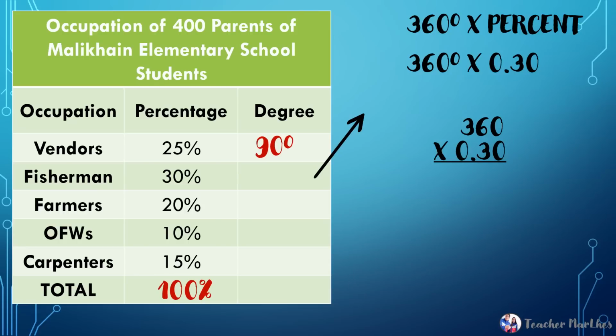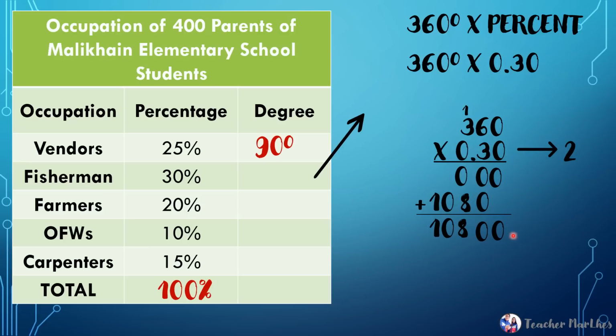360 times 0.30. So this is 0. 0 times 0, 0. 0 times 6, 0. 0 times 3, 0. Okay, so dito tayo sa 3. 3 times 0, 0. 3 times 6, 18. Carry 1, bring down 8. 3 times 3, 9. Plus 1, 10. Then add. So we have 0, 0, 8, 0, then 1. Then count the decimal places. So meron tayong dalawa. 1, 2. So final answer natin, meron ding dalawa. 1, 2. 108.00 or 108 degrees.